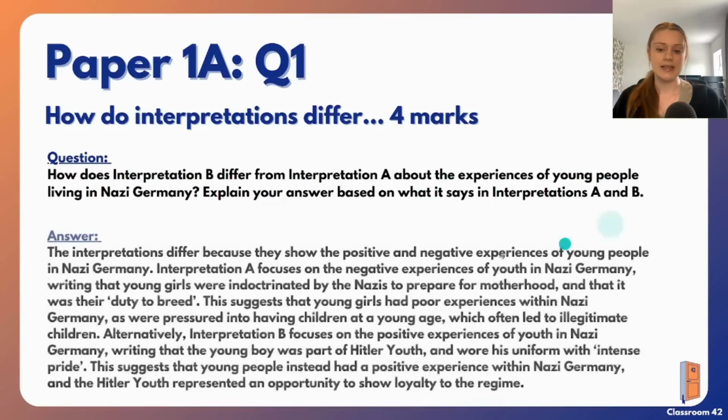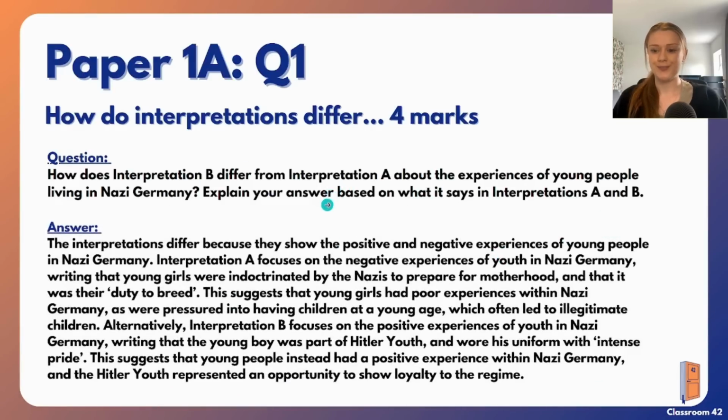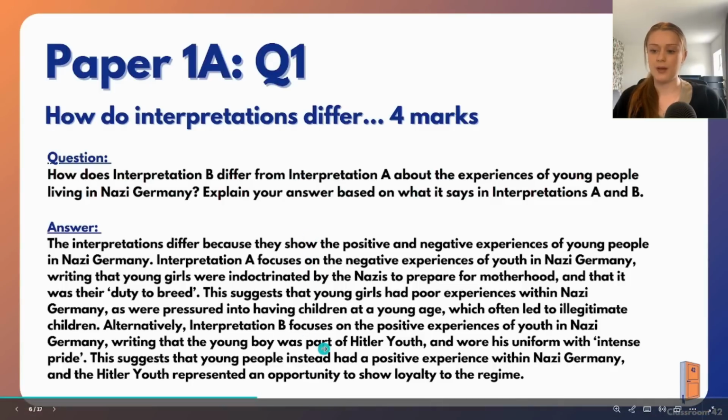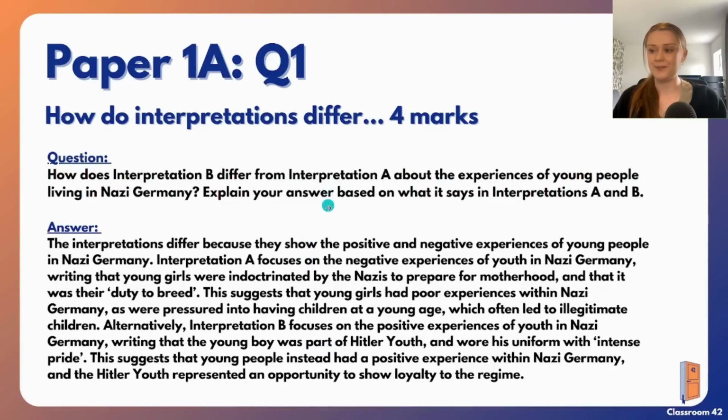So let's have a look at our example answer for this question. You can see here we've just got one paragraph that focuses both on interpretation A and interpretation B. The first thing you always need to do in your paragraph is state your argument or your point. So we have just stated the interpretations differ because they show the positive and negative experiences of young people in Nazi Germany. So that's our difference that we have identified.